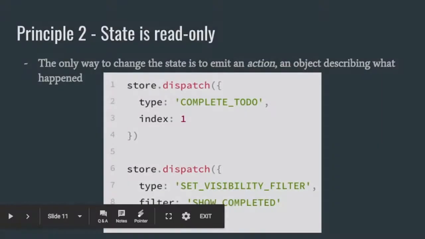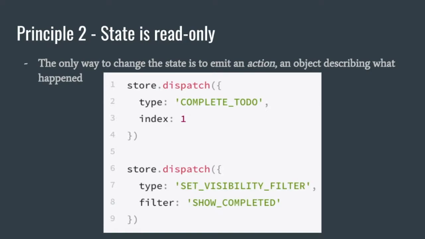Moving on to principle 2, state is read-only. The only way to change a state is to emit an action, an object describing what happened. This ensures that neither the views nor the network callbacks will ever write directly to the state. Instead, they express an intent to transform the state.